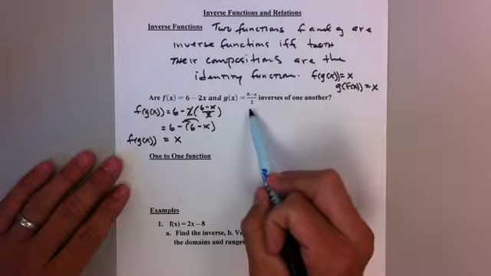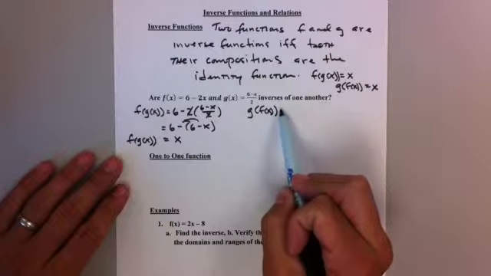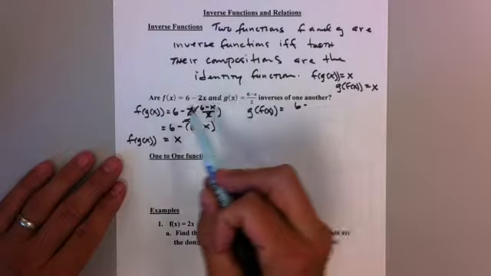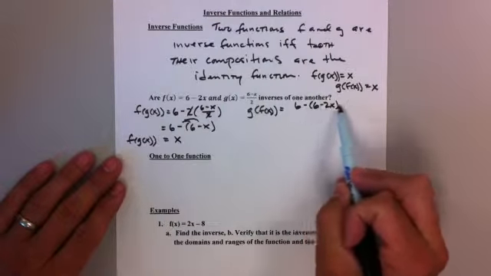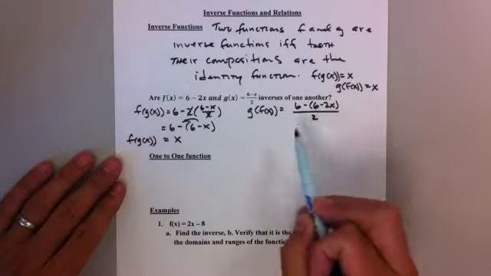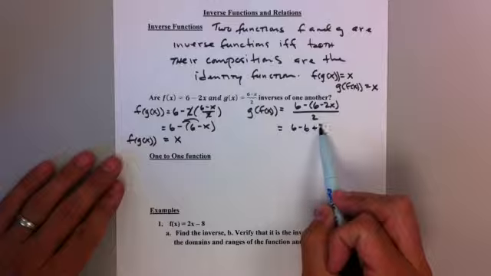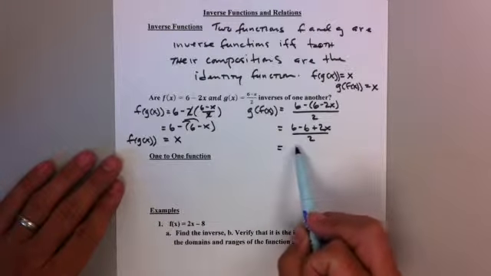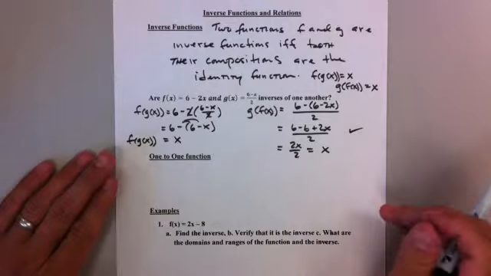But the other has to be true too, so let's do that. G of f of x. So I would write 6 minus, now instead of x, I'm going to put 6 minus 2x. Don't forget those parentheses, over 2. Simplify up on top, I get 6 minus 6 plus 2x over 2. And so I just get 2x over 2, which is x. So yeah, both of them are.